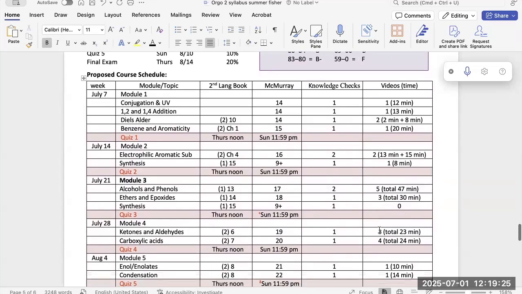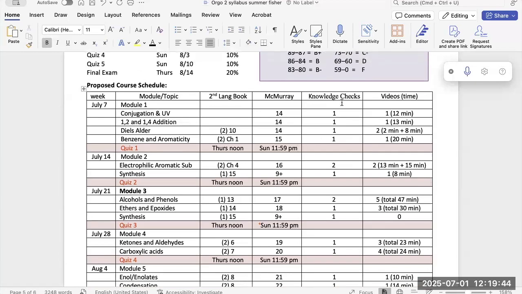So module 1, July 7th, covers these topics right here. Your quiz 1 is going to be opened Thursday at noon and then closed Sunday at midnight. What I've done for you is I've indicated here the number of knowledge check assignments for each topic, and I've also indicated the number of videos that I've posted and the time for each video. So that might help you organize your schedule.